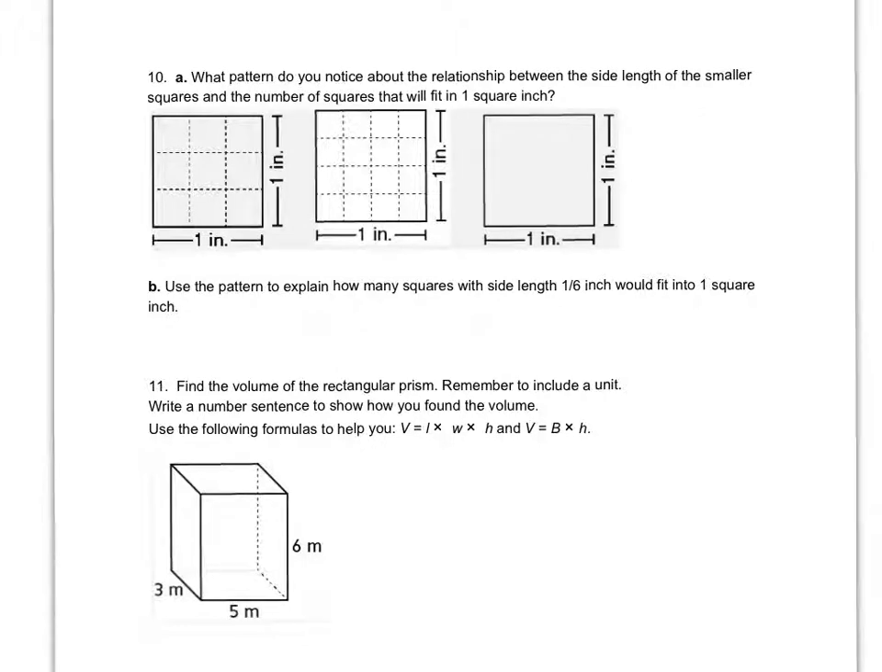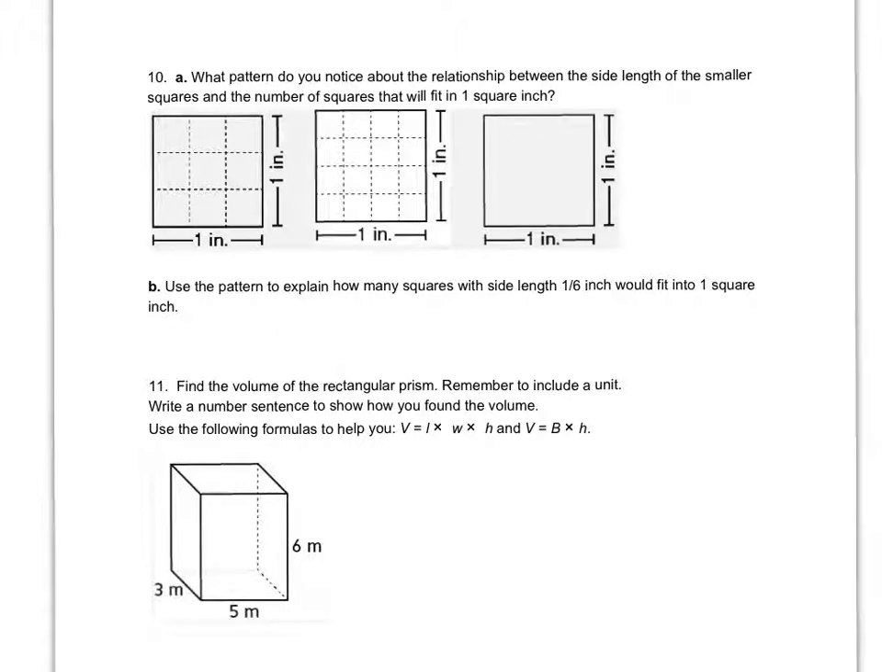Number 10. What pattern do you notice about the relationship between the side length of the smaller squares and the number of squares that will fit in the one inch square? This is something that I just talked about in our last question. When we split it into thirds, we have 3 boxes by 3 boxes. When we split it into fourths, we had 4 by 4. So when we split it into fifths, we had 5 by 5.